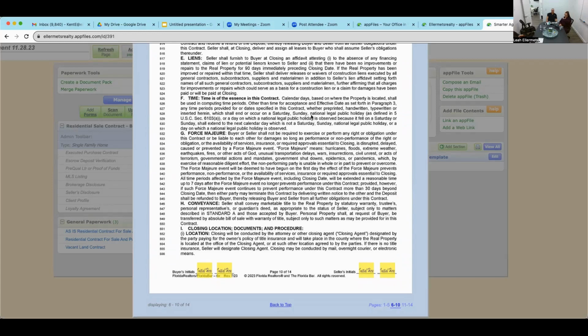They do go through, like this portion, where there's an automatic extension here. Any time periods provided for dates specified in the contract, whether pre-printed or handwritten, typewritten or inserted herein, shall end or occur on a Saturday, Sunday, national legal public holiday defined in section 5, or a day which is a national legal public holiday observed because it fell on a Saturday or Sunday, shall extend to the next calendar day which is not a Saturday or Sunday.